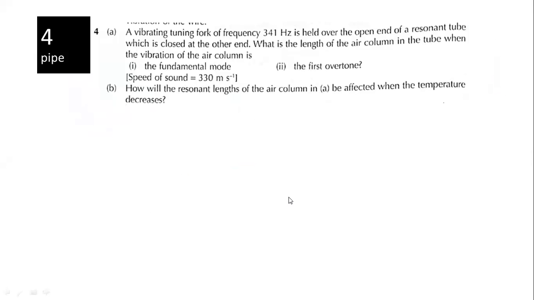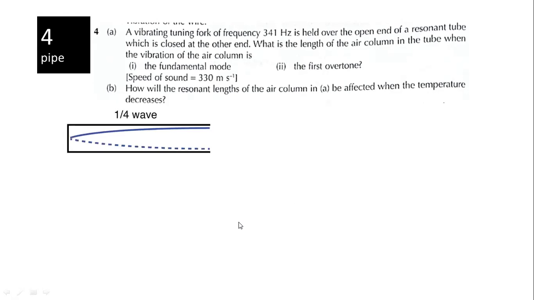A vibrating tuning fork of frequency 340 Hz is held over the open end of the resonant tube, which is closed at the other end. What is the length of the air column in the tube when the vibration of the air column is fundamental mode, first overtone? Right? So draw roughly the picture. A closed pipe.